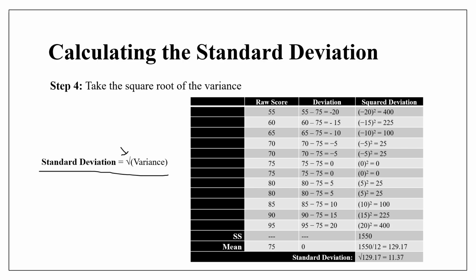So with the standard deviation, now we have this number right here, which is the mean of squared deviations, also known as the variance. And now that we have the number, we're going to get the square root of the number, which in this case is 11.37. So this data set has a standard deviation equal to 11.37.